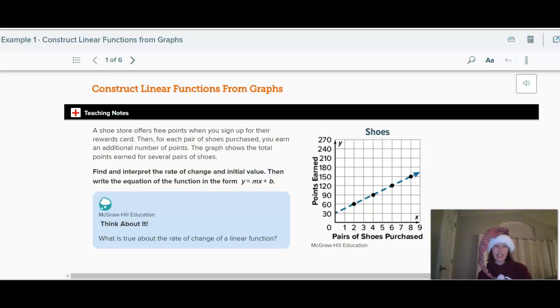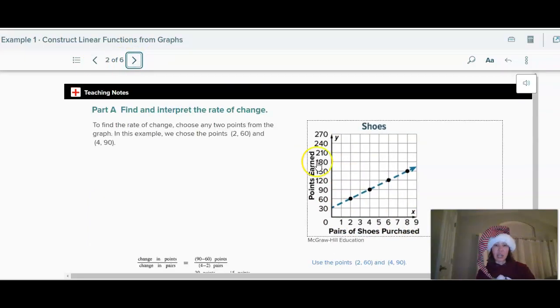We want to find the rate of change, which is our slope, and the initial value, which is our b, and then write the equation. So again, looking at the graph, this x-axis goes by ones, but this one is going by 30s. So pay attention to that as you're looking for these. So first of all, let's find our rate of change.